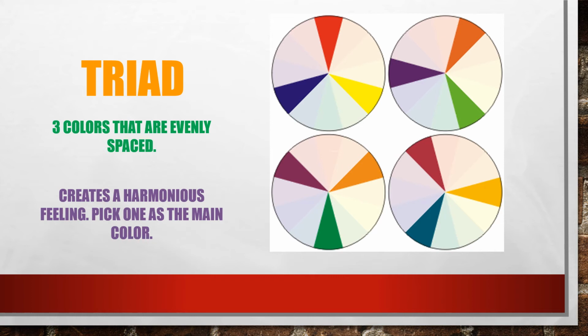Examples of triad color schemes might be red, yellow, and blue, like your primaries, green, violet, and orange, like your secondaries, or red-violet, blue-green, and yellow-orange, using the intermediates. There are 4 groups of triads on the color wheel.